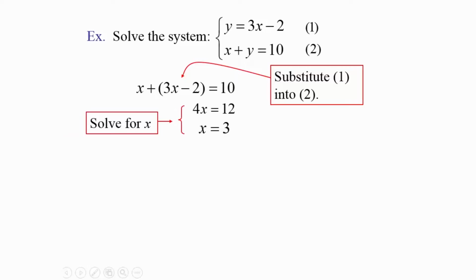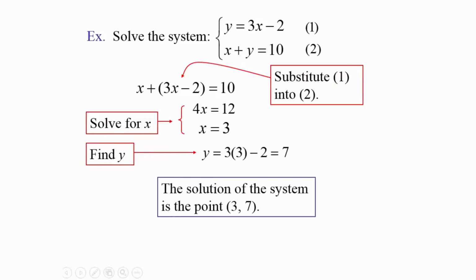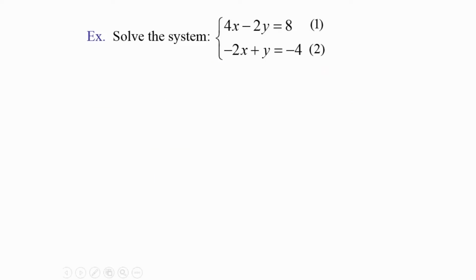And once you solve for x, then you solve for y, and y would be 7. So the solution for this system of two equations and two unknowns is 3 and 7. X value 3 and y value of 7. Same thing we got with a little bit more explanation.